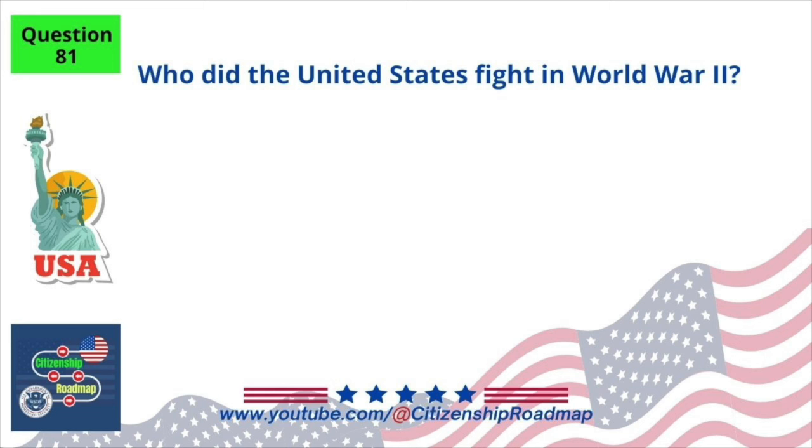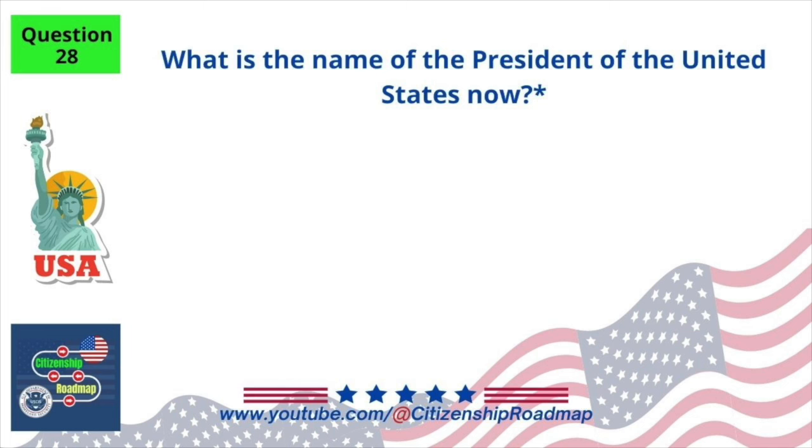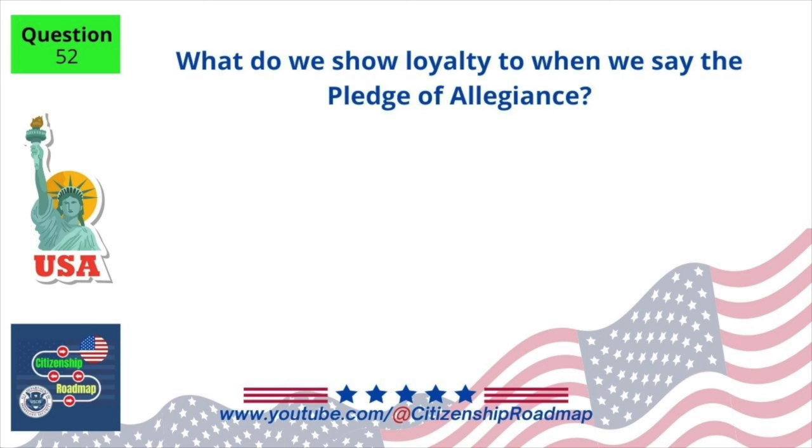Who did the United States fight in World War II? Japan, Germany, and Italy. What is the name of the President of the United States now? Joe Biden. What do we show loyalty to when we say the Pledge of Allegiance? The United States.